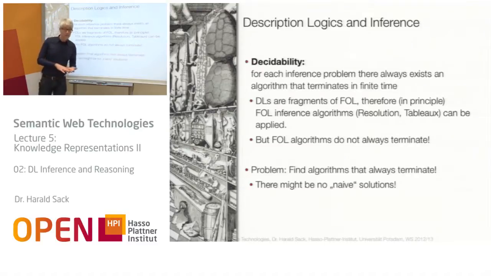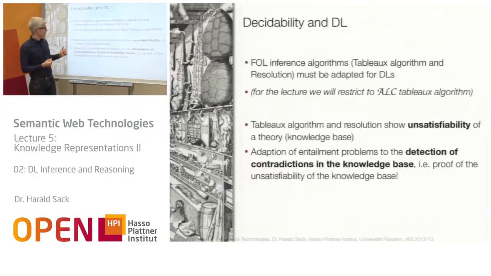So the problem is, for description logics, we have to find algorithms that always terminate, and there might be no naive solution. So what we do is we have to adapt, of course, these algorithms from first-order logic to apply them on description logic and to maintain then the property that they will terminate and therefore are decidable. So what we do, we adapt the first-order logic inference algorithms to the properties of description logics.